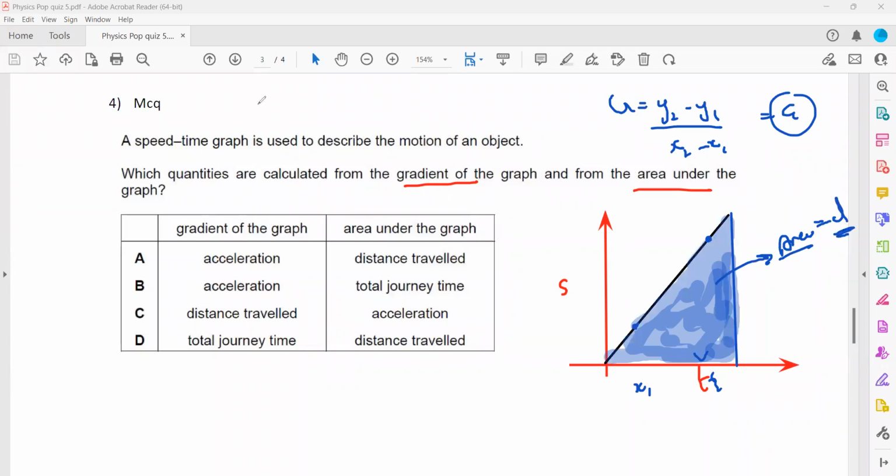distance traveled. So for a speed time graph, what does the gradient represent? Gradient represents acceleration. And what does the area under the graph represent? Area under the graph represents the distance traveled by the object. That's why for question 4, A is the right answer. So gradient represents acceleration, the change in speed with respect to time, and area under the graph represents the total distance traveled by the object.